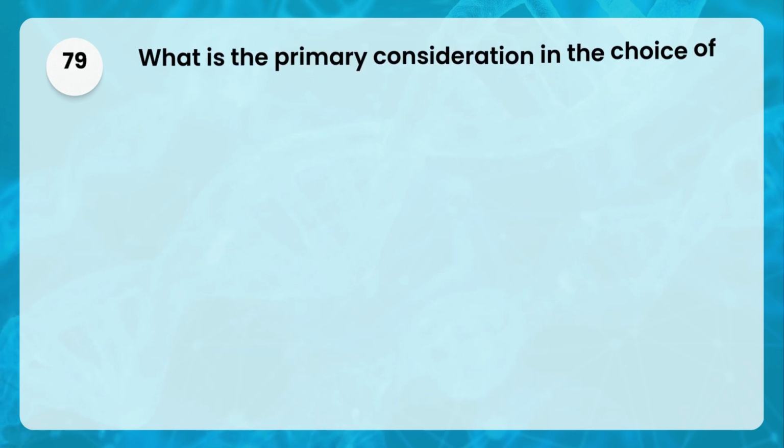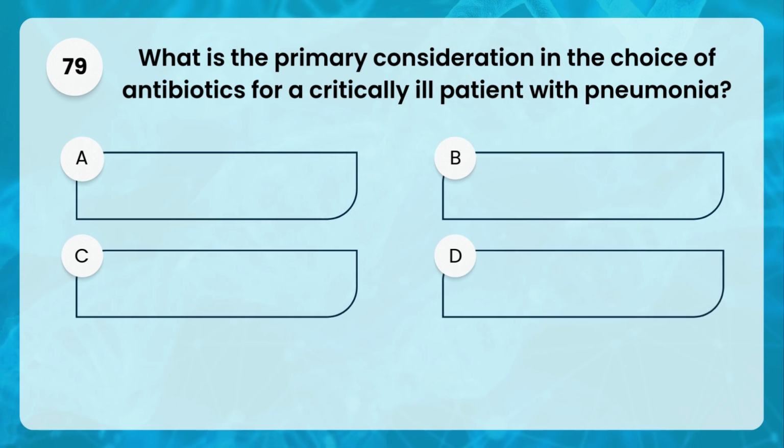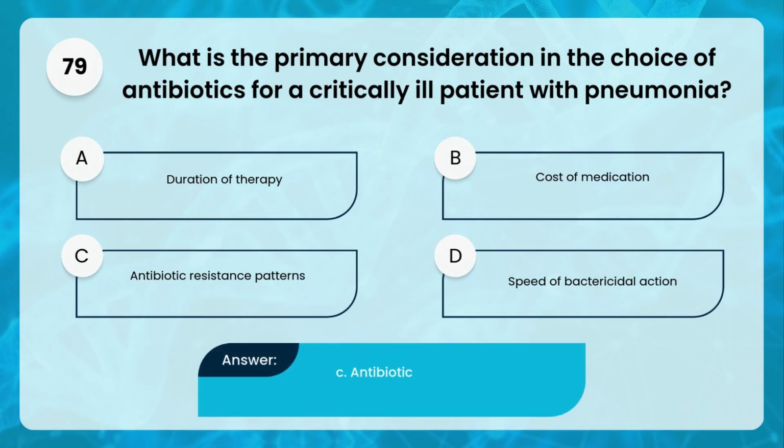Number 79. What is the primary consideration in the choice of antibiotics for a critically ill patient with pneumonia? A. Duration of therapy. B. Cost of medication. C. Antibiotic resistance patterns. D. Speed of bacterial action. The answer is C. Antibiotic resistance patterns.